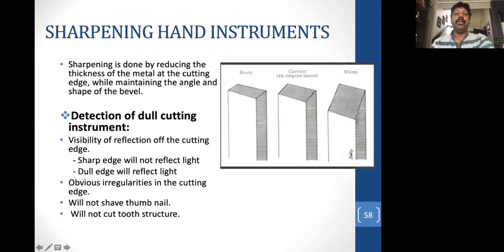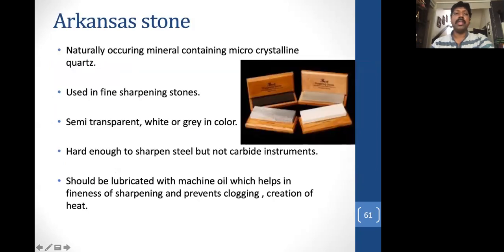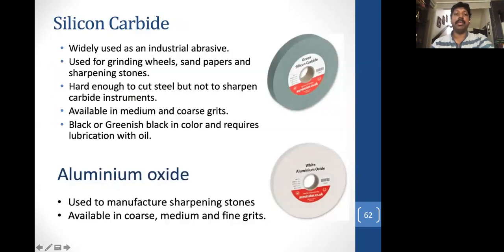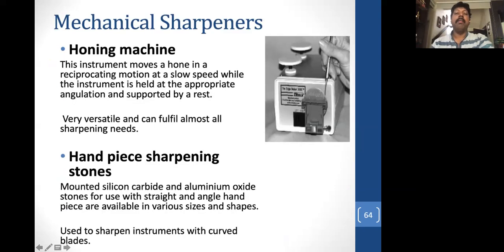You can use guards, sharpening guards. You sharpen the knife and so on, and use them for that. You can use arkansas stone for sharpening the instruments. Silicon carbide, this is all for sharpening. But usually we don't sharpen. We will buy newer ones.